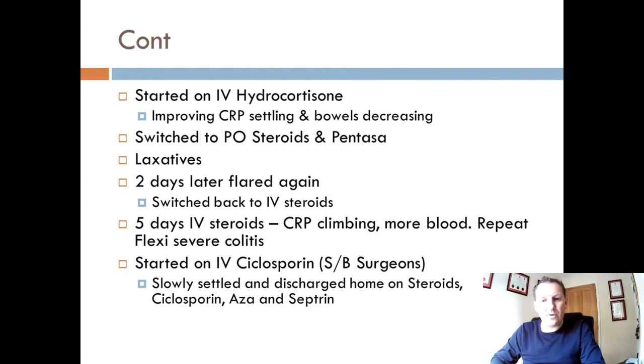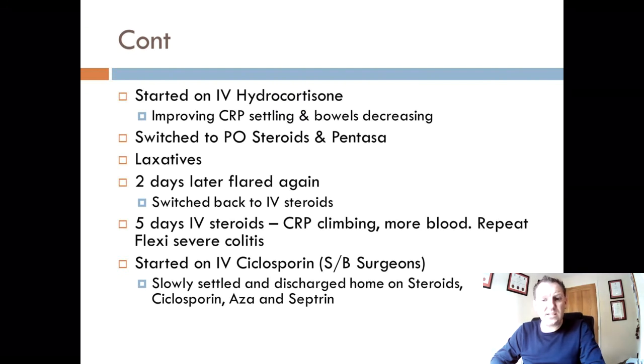As he seemed to be improving, although the frequency was still very difficult to assess, he was switched over to oral steroids and he was started on Pentasa, which is one of the mesalazine medications. He was given some laxatives to clear out that proximal constipation as well, and 2 days later he seemed to be starting to flare up again. He was put back on intravenous steroids, and after a further 5 days of IV steroids, his CRP was climbing, he was getting more blood, and he had a repeat flexible sigmoidoscopy that showed ongoing very severe colitis.